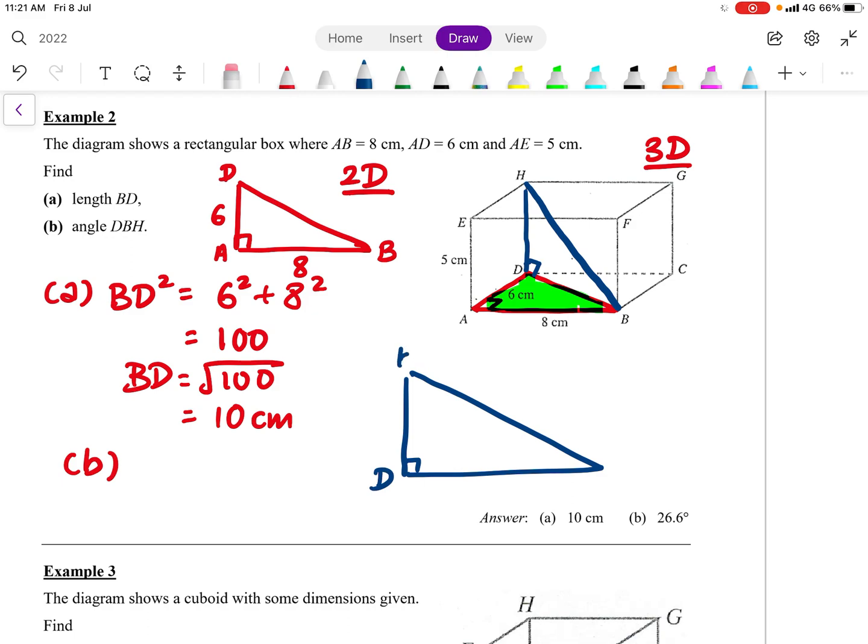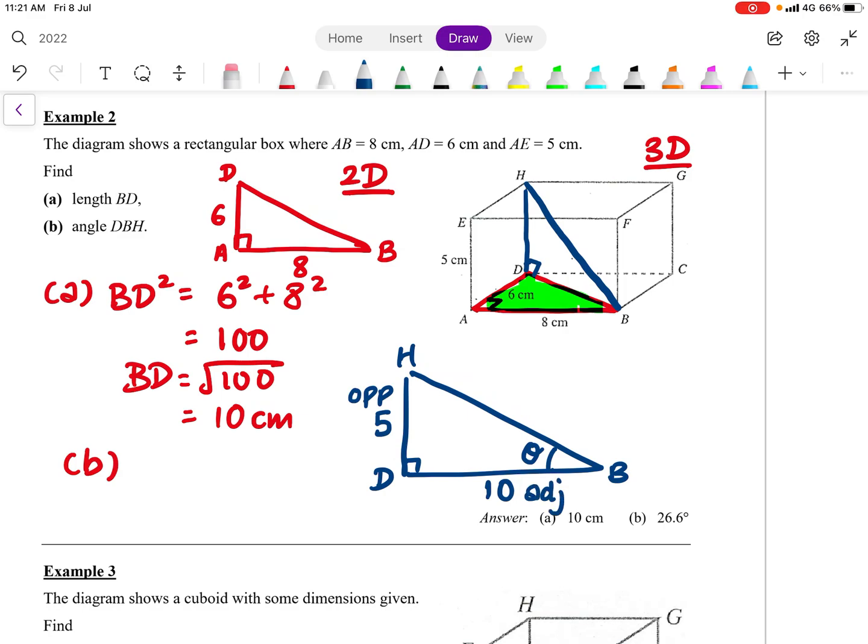At D, this is H, this is B. Okay, I do have the length, the height of HD. It's the same as EA. I do have BD from the previous part. It is 10. I want angle DBH, which is this. Let's call it theta for convenience sake. So now what do I have? I have the opposite of this theta. I have the adjacent of this theta.